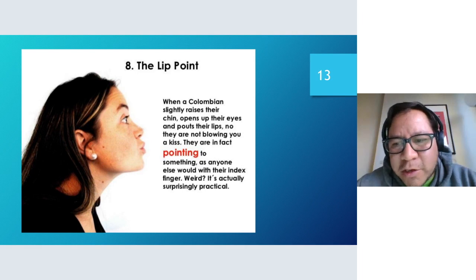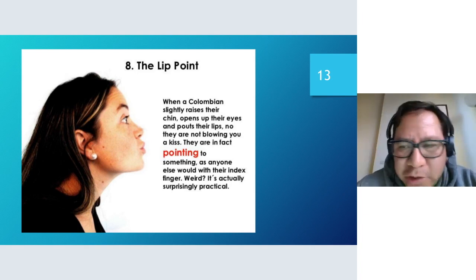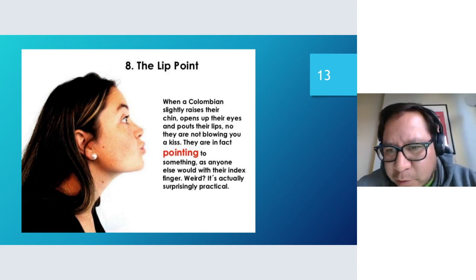And if you work at some point with Colombians, try this and ask the Colombian, "Excuse me, where is the book?" or "Where is the door?" or "Where is the washroom?" And you will see how some Colombians may use their mouth to point out.